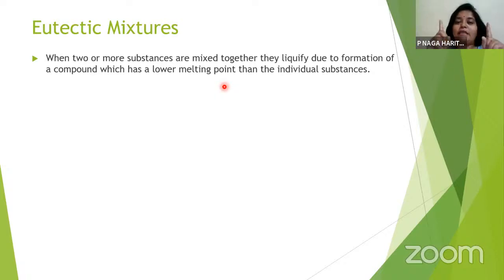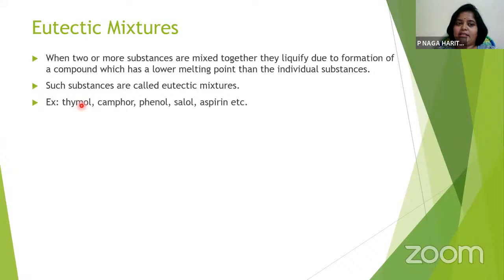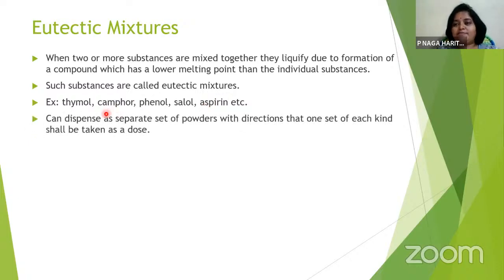So what happens when these two substances are mixed together? They may undergo stability problems because of the formation of a third compound whose melting point is less than that of the individual compounds. That third compound is called a eutectic mixture. Such substances include thymol, camphor, phenol, salol, aspirin, etc. So how can you dispense them? Because when both are mixed together, a third compound forms whose melting point is lower.